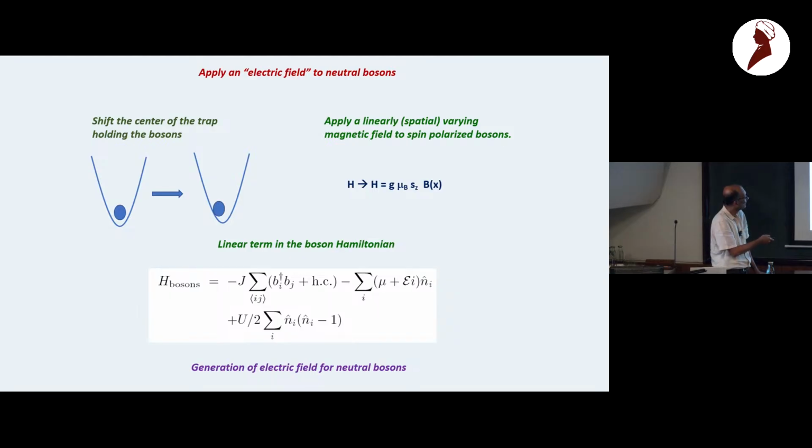This U term. So this will show Bloch oscillation, right? This will show Bloch oscillation. But the bosons will be completely localized, right? So now how to think about the new phenomena due to this U?